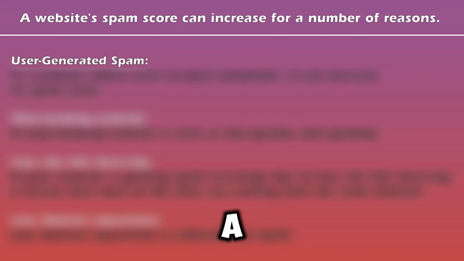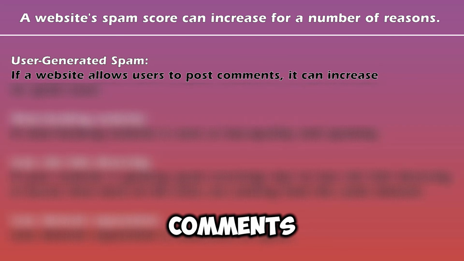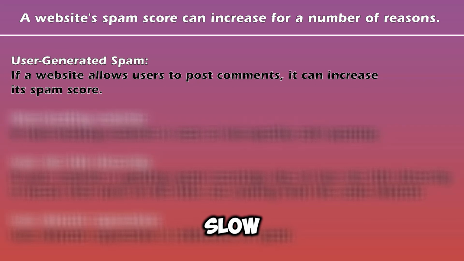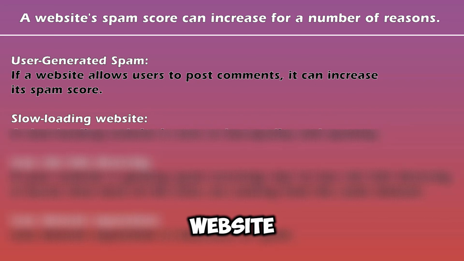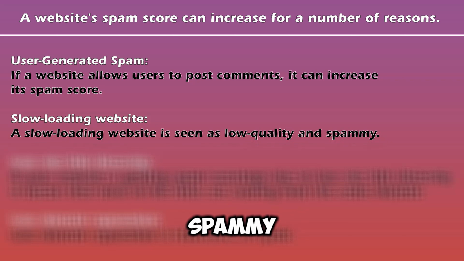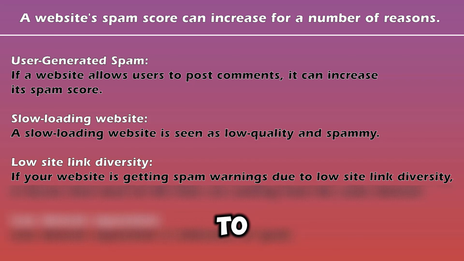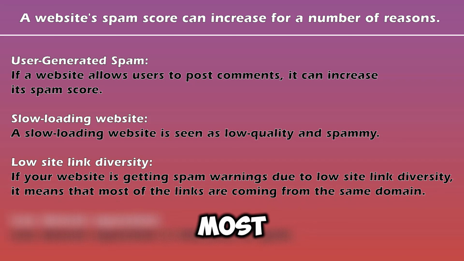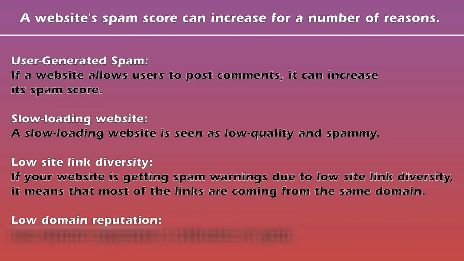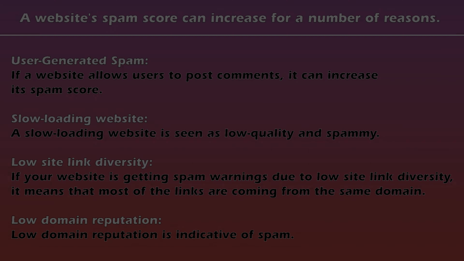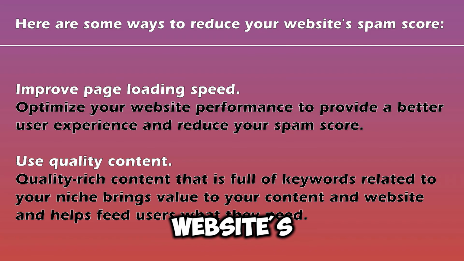User-generated spam: if a website allows users to post comments, it can increase its spam score. Slow-loading website: a slow-loading website is seen as low quality and spammy. Low site link diversity: if your website is getting spam warnings due to low site link diversity, it means most of the links are coming from the same domain. Low domain reputation is indicative of spam. Here are some ways to reduce your website's spam score: improve page loading speed and use quality content.